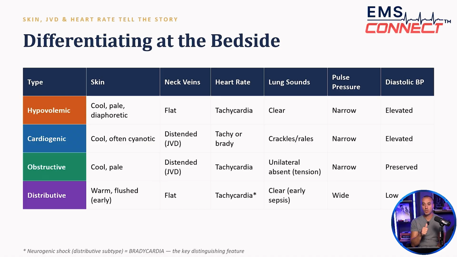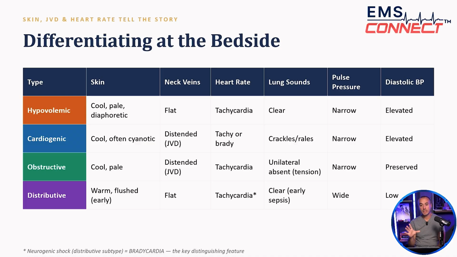For obstructive process, cool, pale, JVD is often present because this is an obstructive process, putting backup pressure. Their heart rate's generally elevated. Lung sounds, depending on if this is a tension pneumothorax, that could be absent on one side. If it's a pericardial effusion, lungs are often clear. And then if it's a massive PE, lungs are often clear as well. And pulse pressure should be narrow as well. And the diastolic pressure should be preserved.